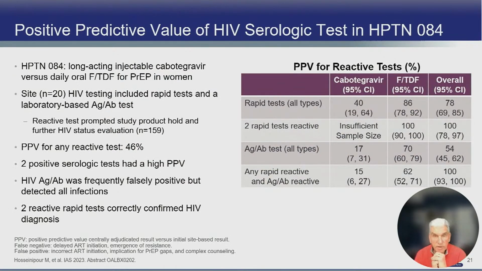In HPTN 084, you can see here that among rapid tests, only in the oral regimens were 2 rapid tests that were both reactive 100% predictive, and that without that, a single test was not nearly good enough. So HIV antigen antibody tests could be frequently positive, and it required 2 rapid tests in order to know that indeed someone was positive. And so this is very important for both oral regimens to know that you need 2 tests. And for cabotegravir, it's unclear, and so additional testing is probably necessary.